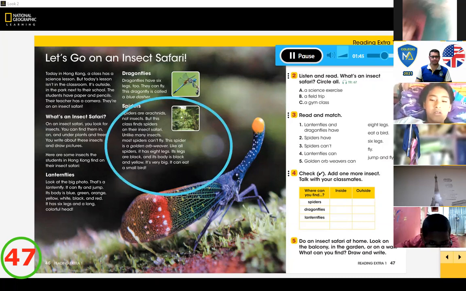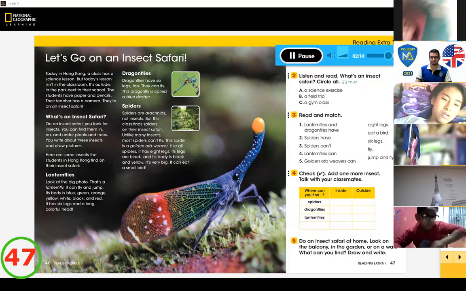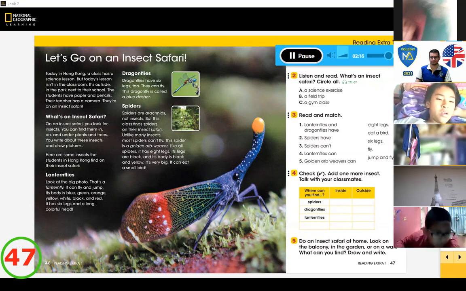Spiders. Spiders are arachnids, not insects. But this class finds spiders on their insect safari. Unlike many insects, most spiders can't fly. This spider is a golden orb weaver. Like all spiders, it has eight legs. Its legs are black, and its body is black and yellow. It's very big. It can eat a small bird.